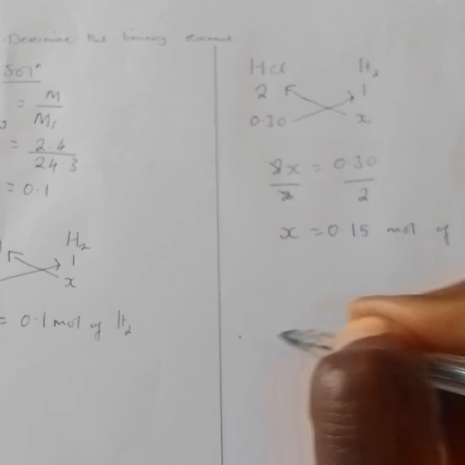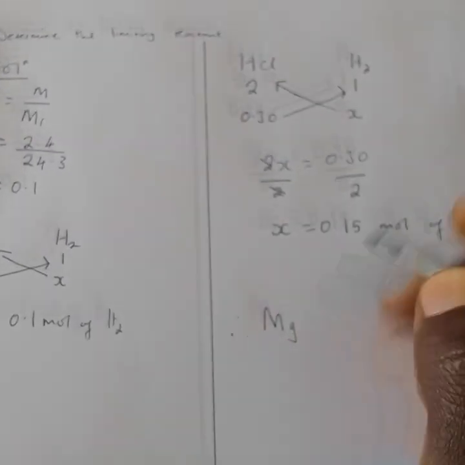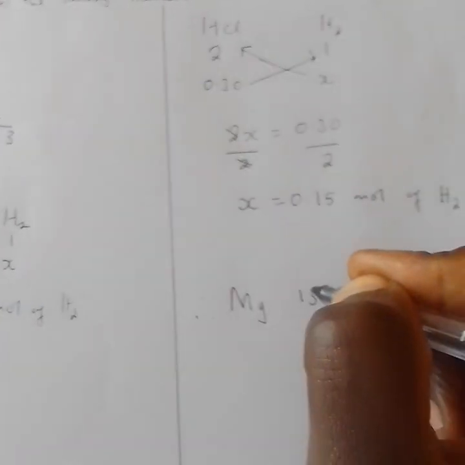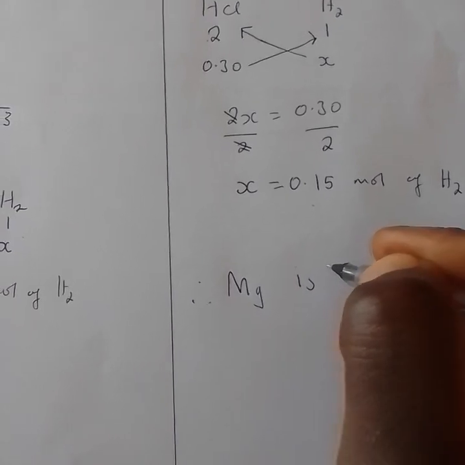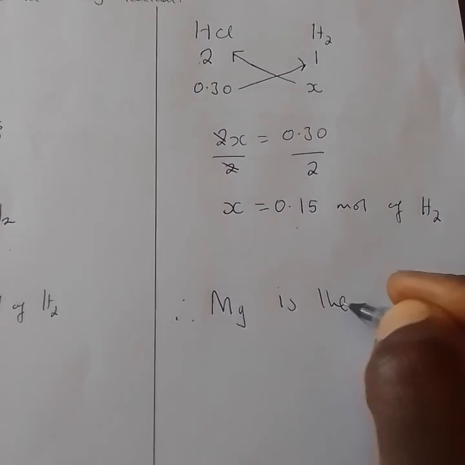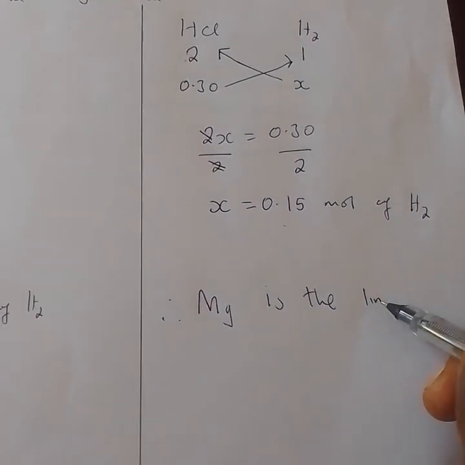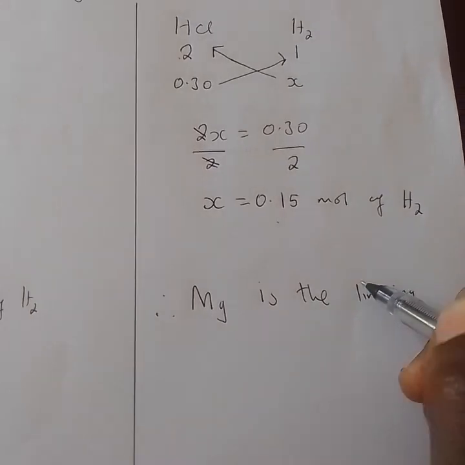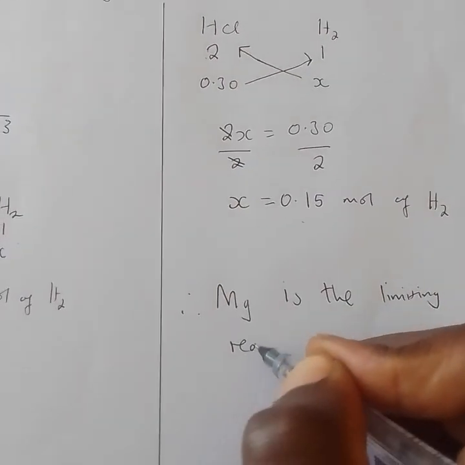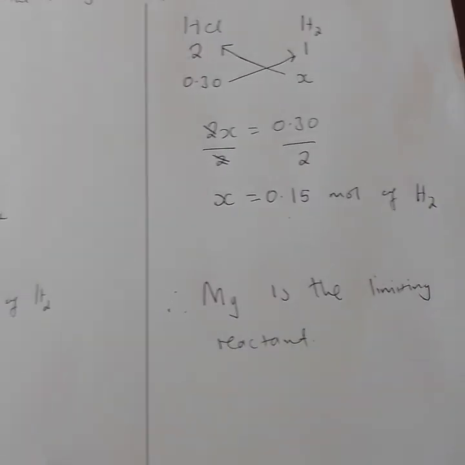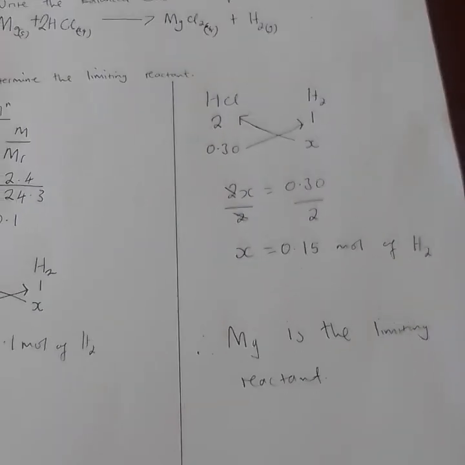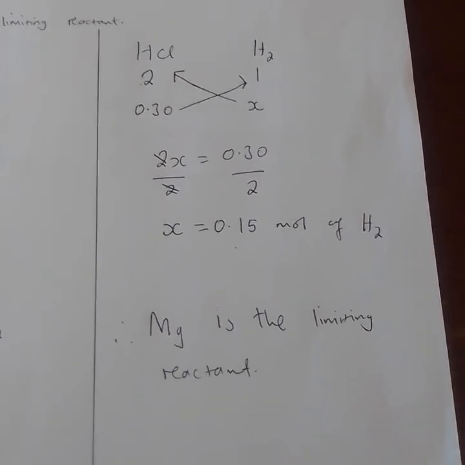So therefore, magnesium is the limiting reactant. Magnesium is the limiting reactant.